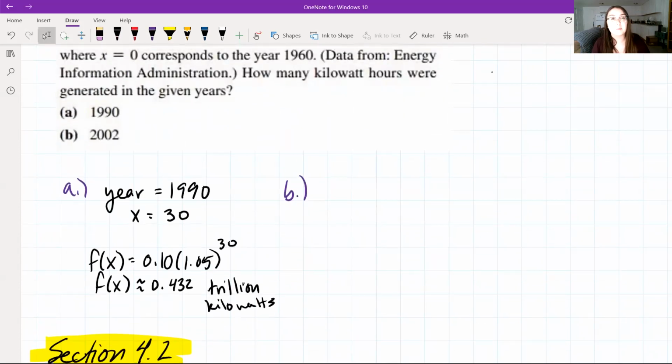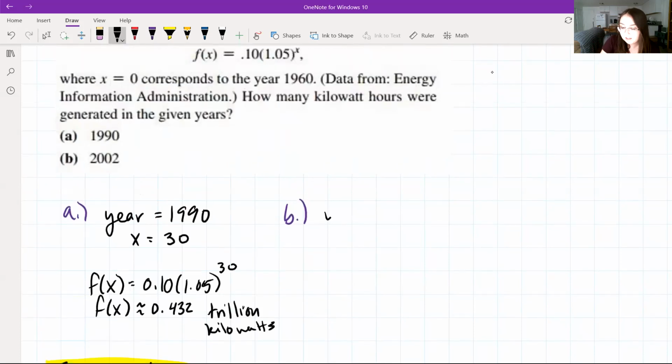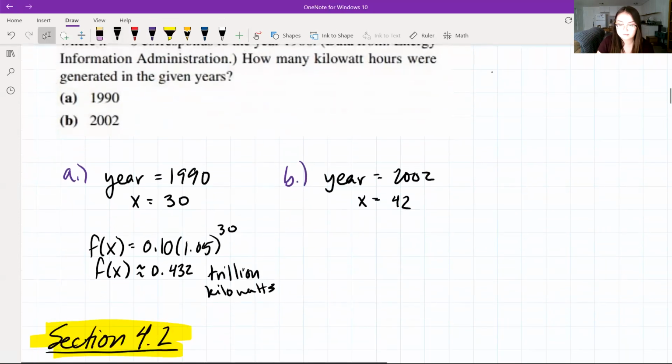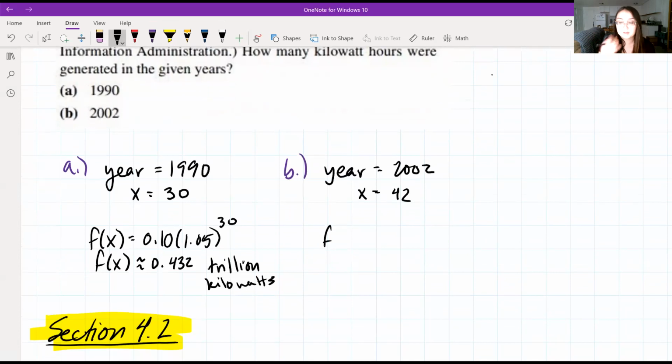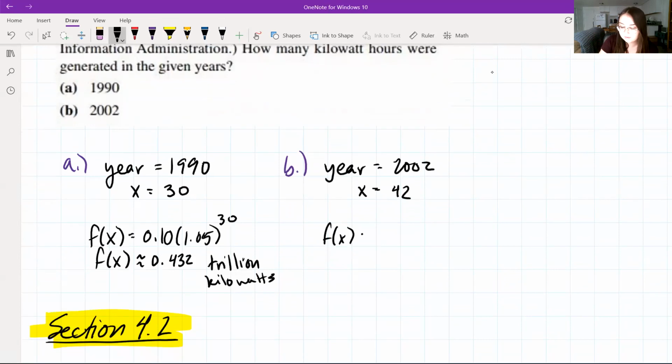Now we can do the same thing for part B. So we know that the year is 2002, and we know that x equals 0 corresponds to the year 1960. So in this case, for 2002, our x value is going to equal 42. And then all we have to do is plug in 42 for x. When we do this, we get 0.10 times 1.05 to the power of 42.